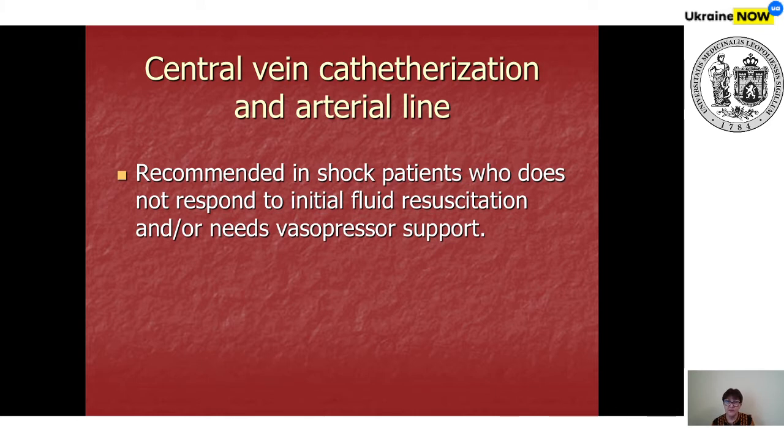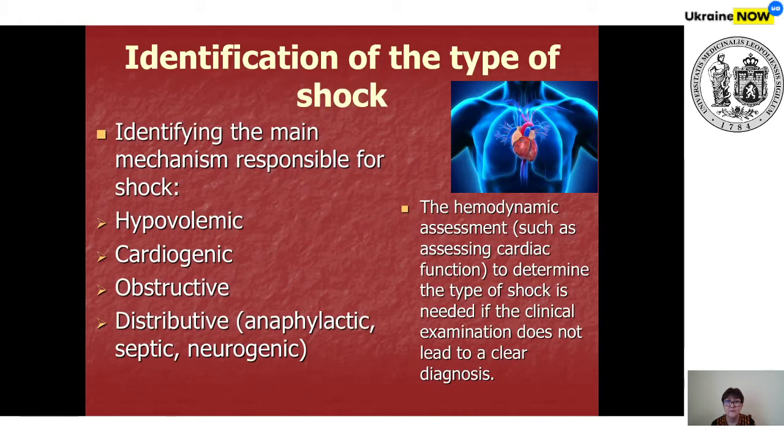Central vein catheterization and arterial line are recommended in shock patients who do not respond to initial fluid resuscitation and or need vasopressor support. Identification of the type of shock. Identifying the main mechanism responsible for shock: hypovolemic, cardiogenic, obstructive, or distributive. Distributive includes anaphylactic, septic, and neurogenic shock. The hemodynamic assessment, such as assessing cardiac function to determine the type of shock, is needed if the clinical examination does not lead to a clear diagnosis.